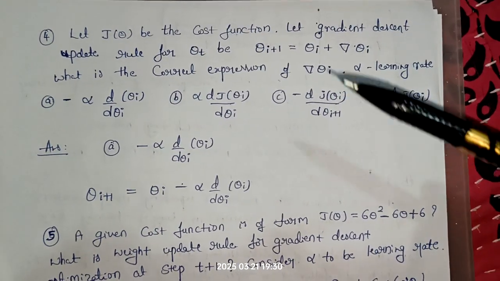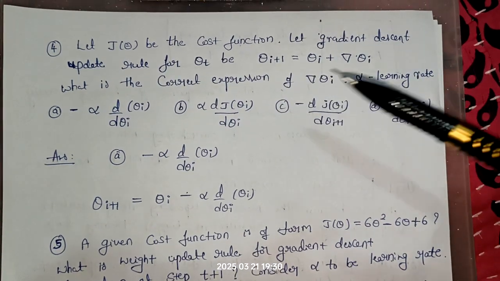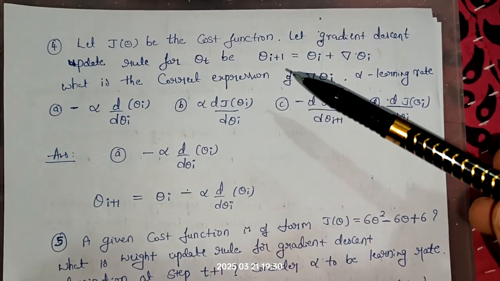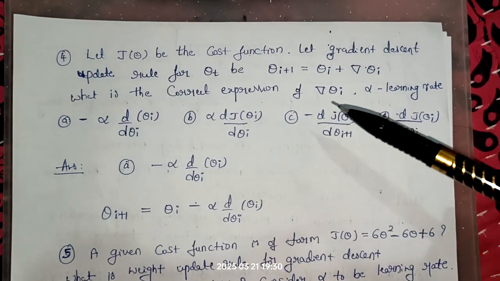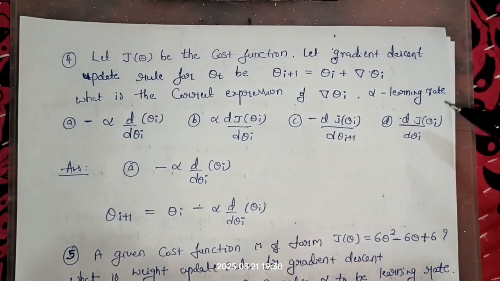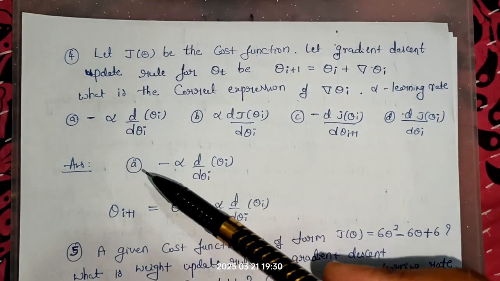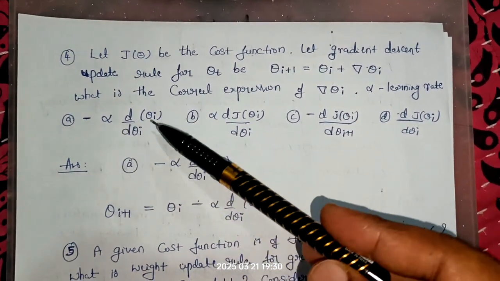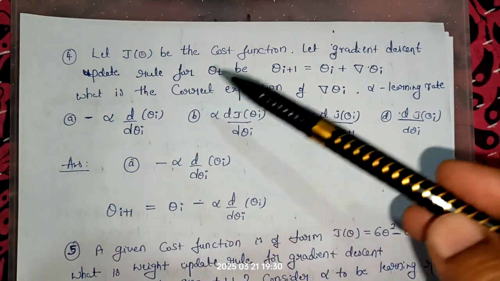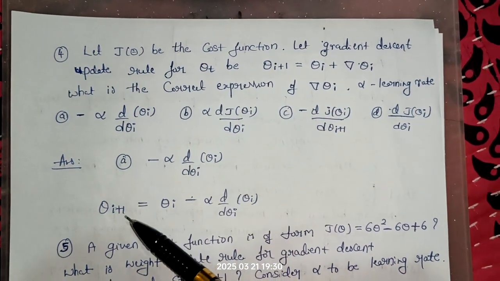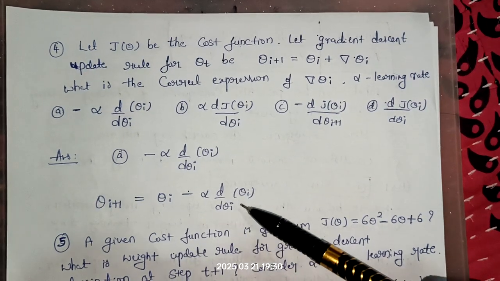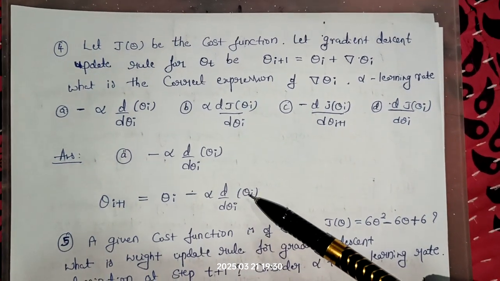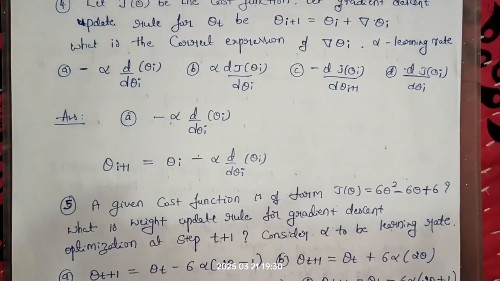Fourth question. Let J of theta be the cost function. Let the gradient descent update rule of theta be theta i plus 1 equals theta i plus delta theta i. What is the correct expression for delta theta i, where alpha is the learning rate? Here the correct answer is minus alpha d by d theta i of J of theta i. This is correct, because theta i plus 1 equals theta i minus alpha into d by d theta i of J of theta i.